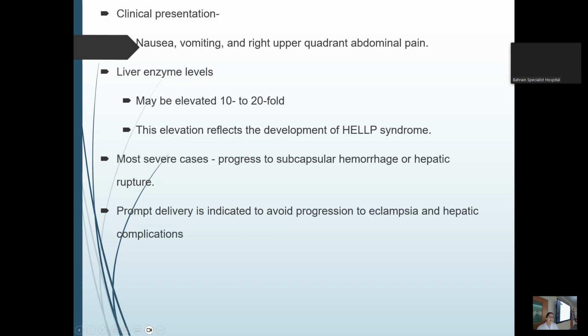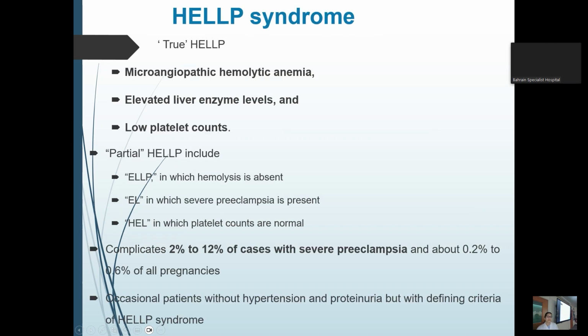Clinical presentation is nausea, vomiting, and right upper quadrant pain. Liver enzymes are elevated, maybe 10 to 20 fold. This elevation reflects the development of HELLP syndrome. In most severe cases, it progresses to subcapsular hemorrhage or hepatic rupture. Prompt delivery is indicated to avoid progression to eclampsia and hepatic complications.